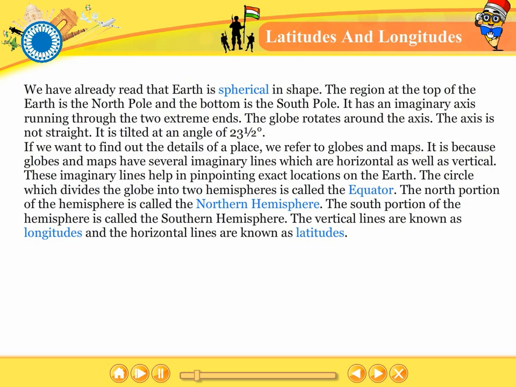If we want to find out the details of a place, we refer to globes and maps. It is because globes and maps have several imaginary lines which are horizontal as well as vertical. These imaginary lines help in pinpointing exact locations on the Earth. The circle which divides the globe into two hemispheres is called the equator. The north portion of the hemisphere is called the northern hemisphere. The south portion of the hemisphere is called the southern hemisphere. The vertical lines are known as longitudes and the horizontal lines are known as latitudes.